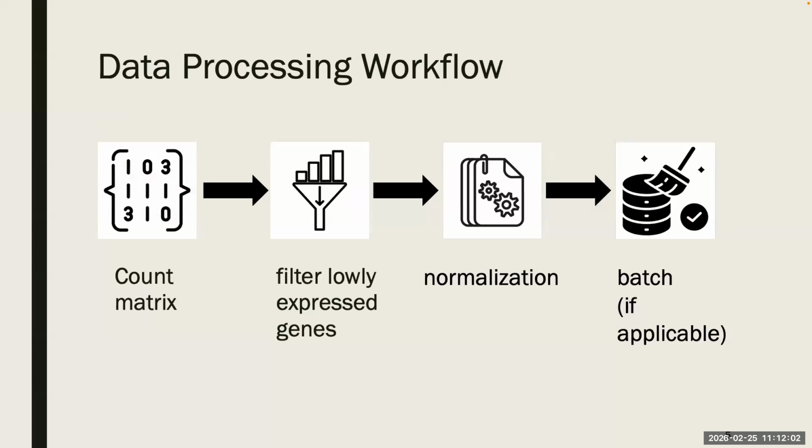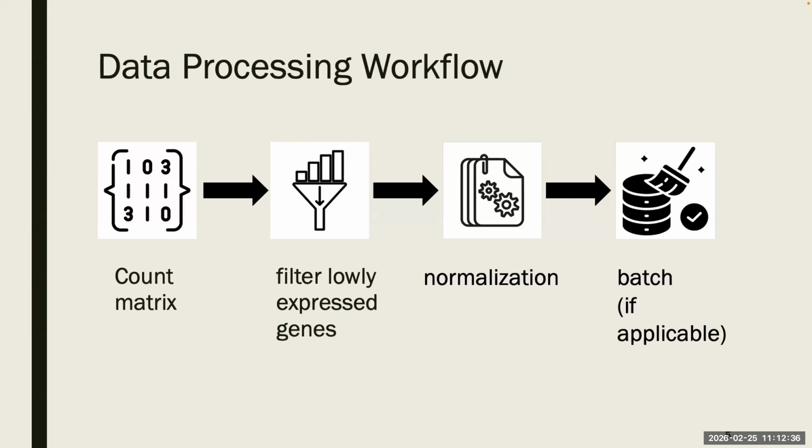So a typical processing workflow for bulk data starts with the count matrix. It is a tabular data set representing gene expression levels, where rows are genes and columns are the samples, with each cell containing the raw number of sequencing reads mapped to that gene. And then we proceed to filter the lowly expressed genes to reduce noise in the data. And then it's followed by normalization.